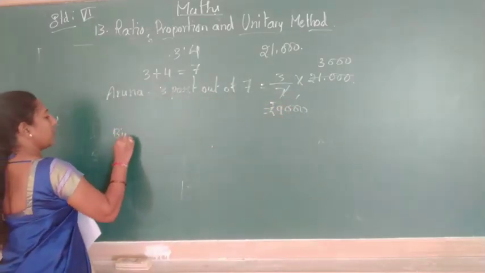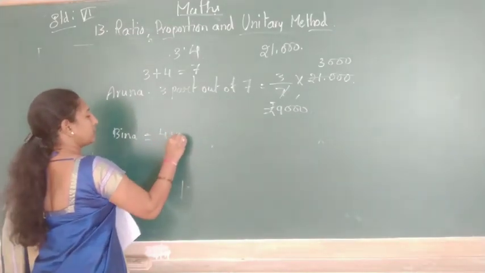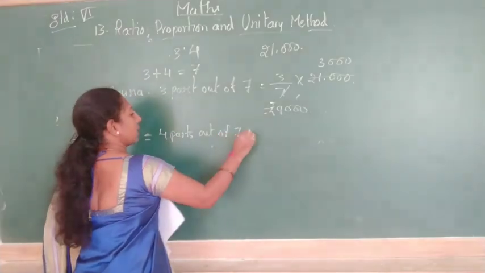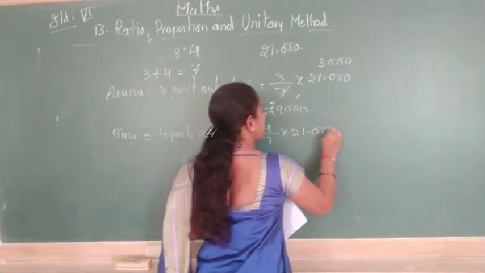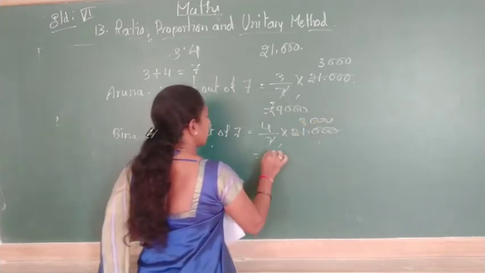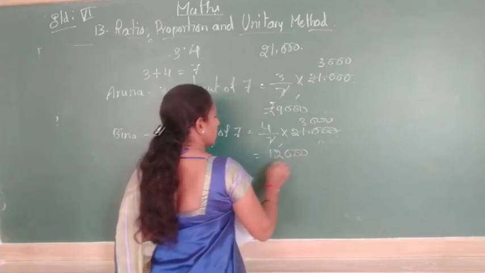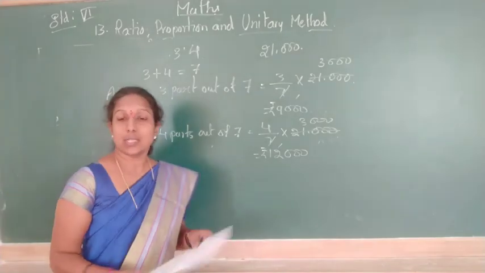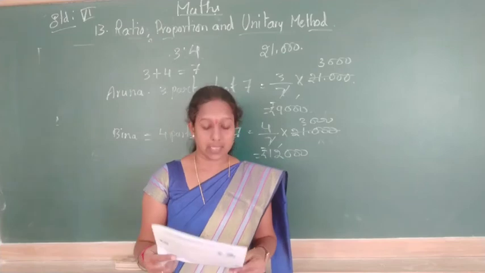Next, let us come to Beena now. Beena how much? 4 parts out of 7. So 4 by 7 into 21,000. So 7 ones are 7, 7 threes are 21. So that is 4 threes are 12, 0, 0. So how much? 12,000 will earn who? Beena. So this is how we can find it. Okay. So these are the examples.